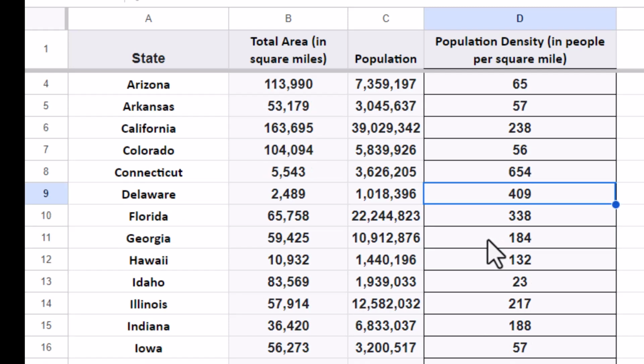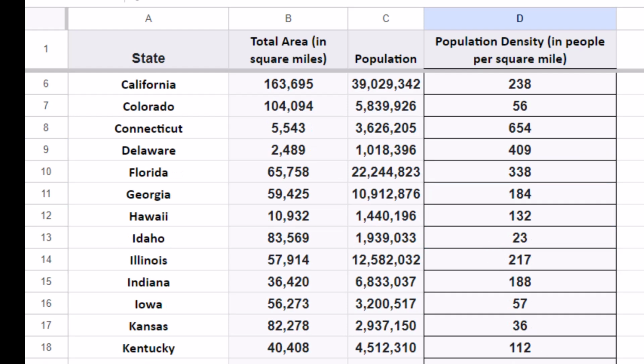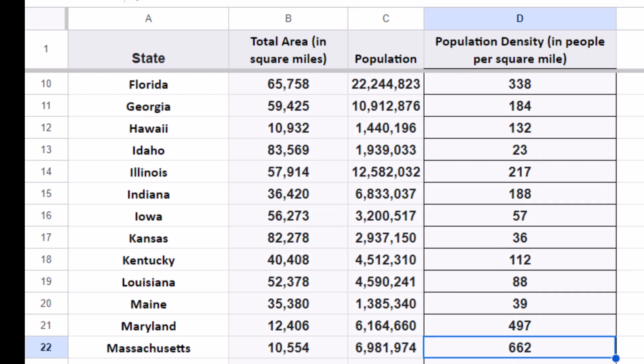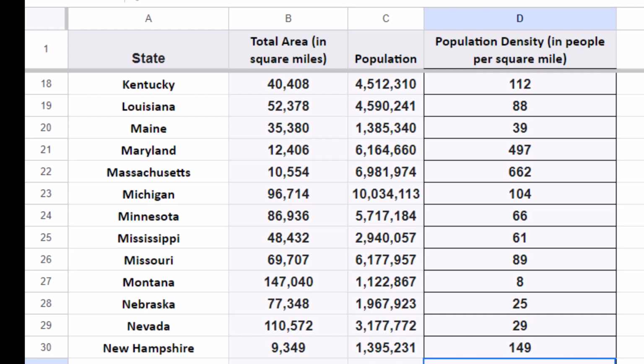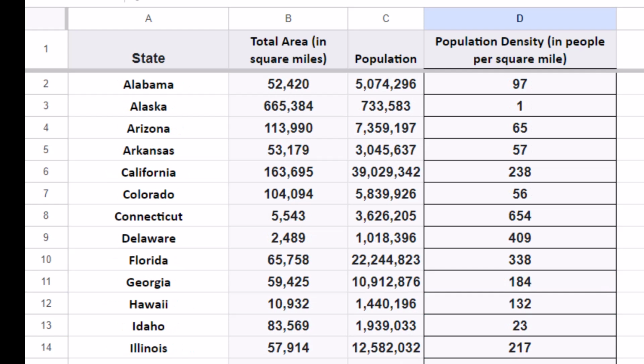Delaware, what else is down here? Let's look at some other ones. Maryland, that's a Mid-Atlantic state. Massachusetts, where Boston is, you got some big towns up there. So those Mid-Atlantic, Jersey, 1,000 people per square mile. Right, that's right next to my home state of Delaware. So anyway, now you've got a measure for population density.